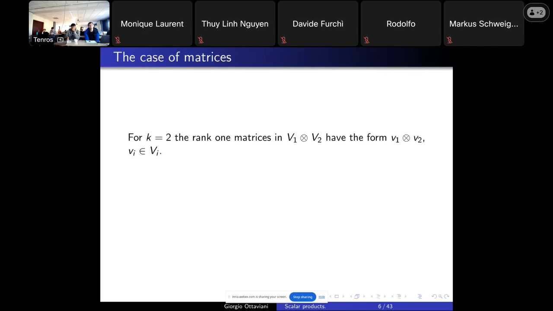The reason is group action. When you have only 2 vector spaces, you have a group acting, and the dimension of the group, orthogonal or GL on each of them, goes more or less asymptotically as the square of the first dimension plus the square of the second dimension.